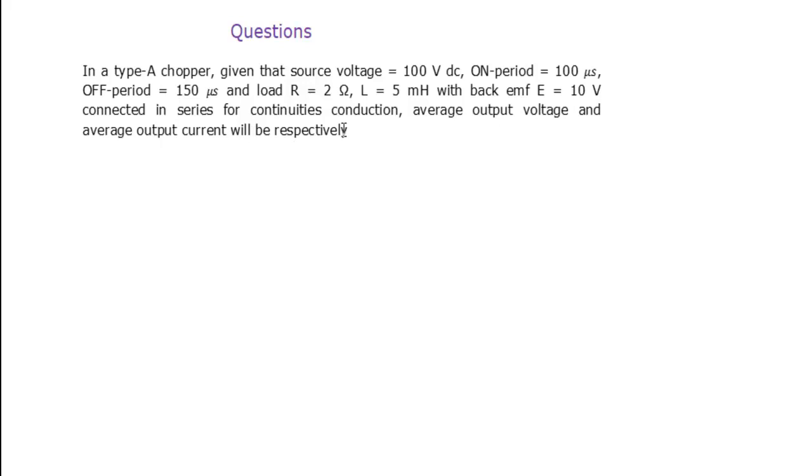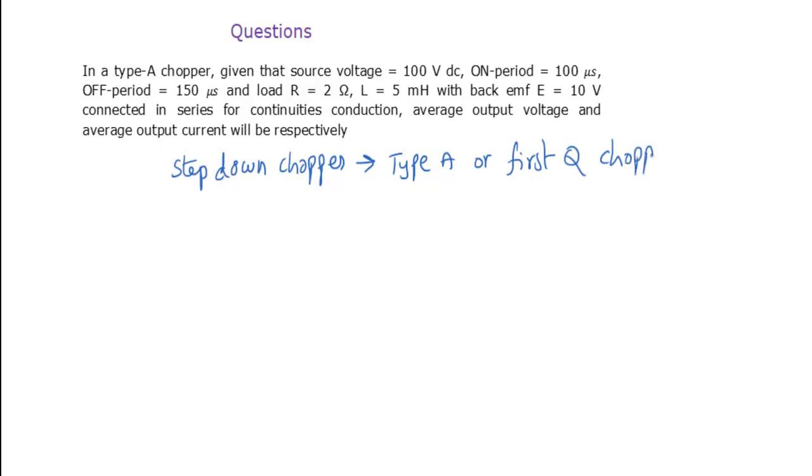So remember, what is the step down chopper we discussed? Step down chopper is also called type A or first quadrant chopper. Don't confuse if you are having this type A or first quadrant chopper. Both are the same, as a step down chopper.